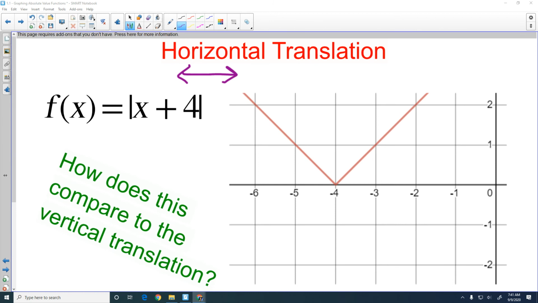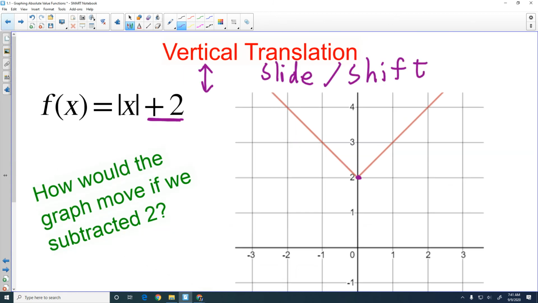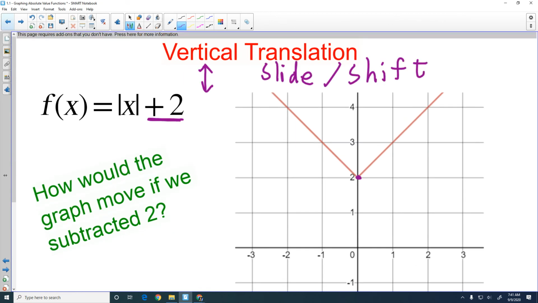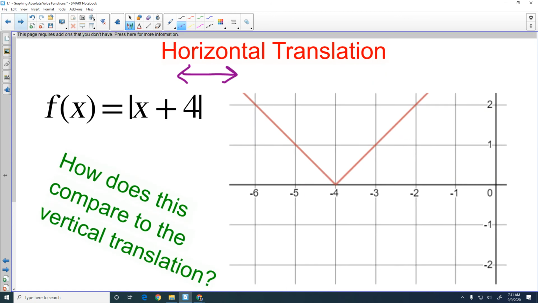So where's the plus 4? Is it inside the absolute value or outside of it? Inside. Thank you. Yes. So notice with the vertical translation, the plus 2 is outside the absolute value. This one, the plus 4, is inside the absolute value. That's going to be the difference. That's what's going to cause the function to move left and right instead of up and down. And so absolute value of x plus 4 causes this horizontal shift.